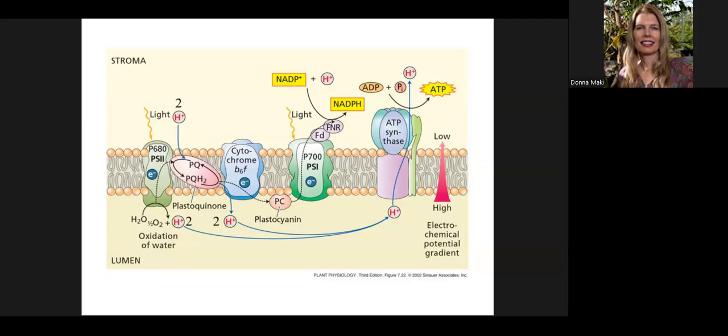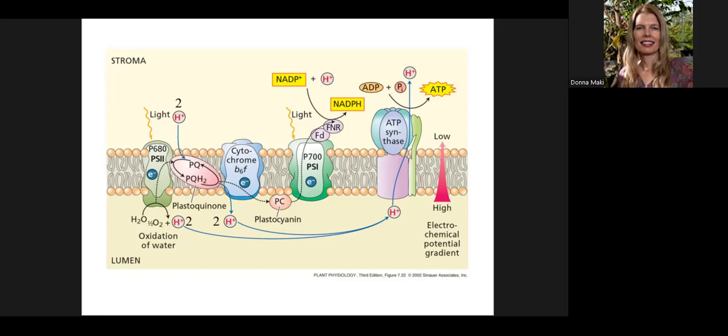So we tend to say water is the ultimate electron donor. That's what kicks it all off. And then NADP plus is the ultimate electron acceptor. It's sitting at the very end, like, come on, I want my electrons. And once it gets it, it is reduced to NADPH. And that is one of the big goals.